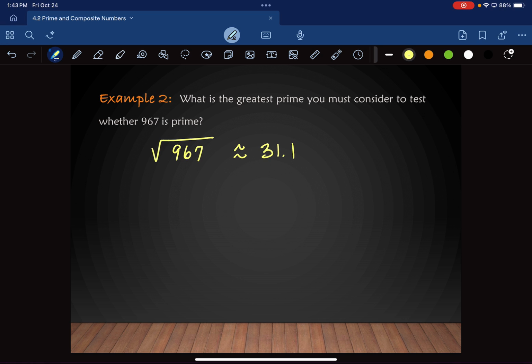31.1. Fabulous. Okay, so the largest prime number that is smaller than 31.1 is what? 31. So 31 is prime, okay? So if this had said 30, like 30.1, we wouldn't put 30 because 30 is not prime. We'd go down one, we'd say 29. This is the largest prime number that we would need to test. That's pretty small. I mean, we wouldn't have to test all that many numbers if I can have an upper limit of 31.